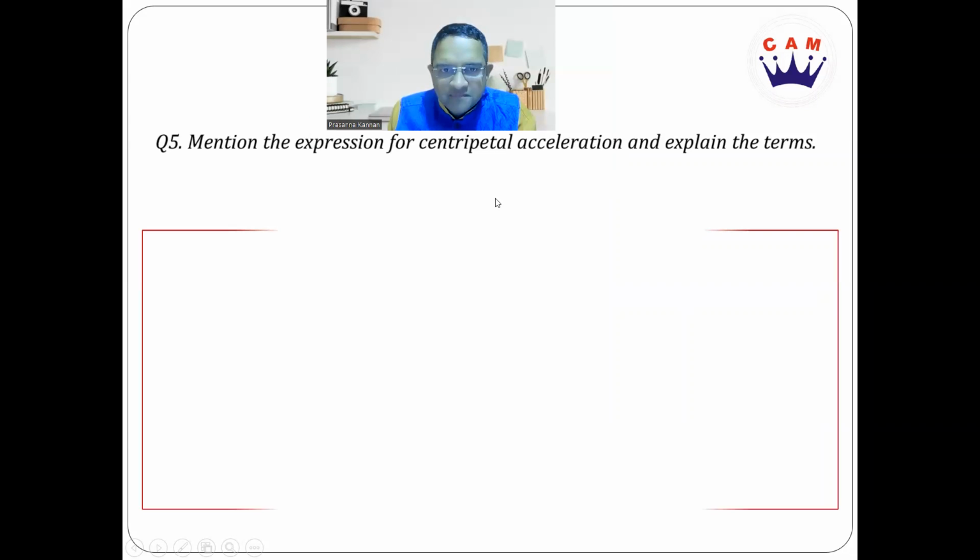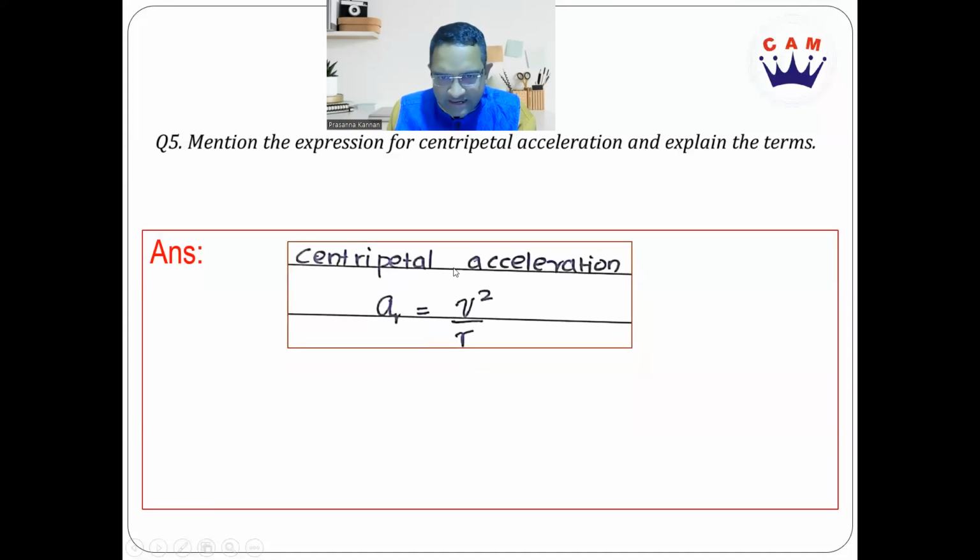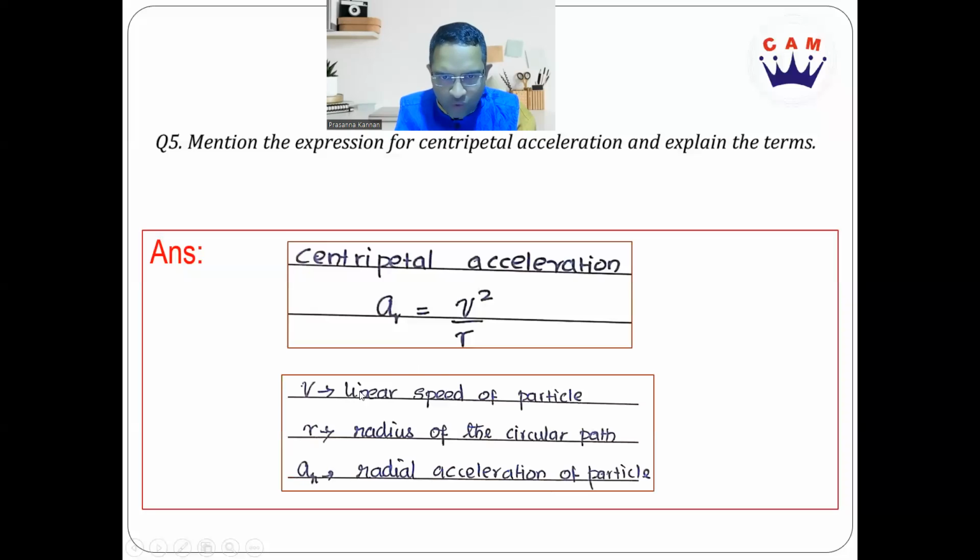As you can see here, centripetal acceleration, or you can call it radial acceleration, is v square by r. And that's what you need to mention, and then you should explain the terms. So what is v, what is r, and what is a? v is the linear speed of the particle, r is the radius of the circular path, and a is the radial acceleration of the particle. Is this clear, students? You may take it down. I'll give you a minute.